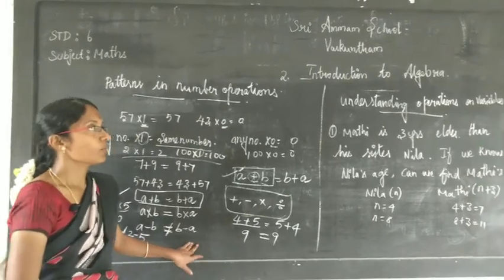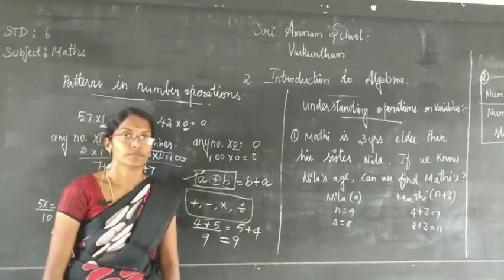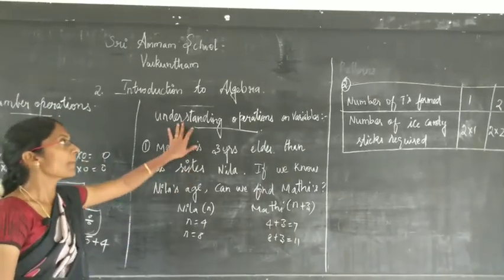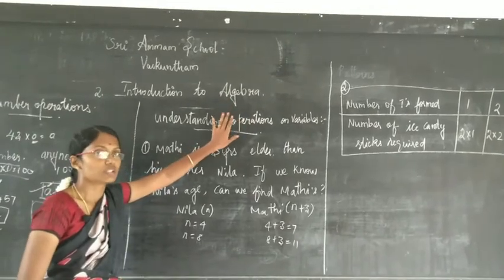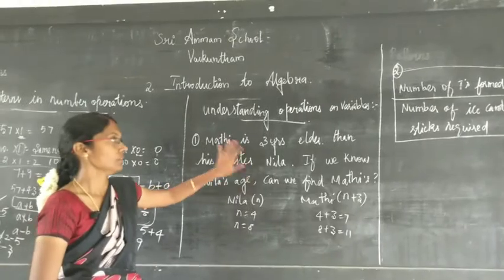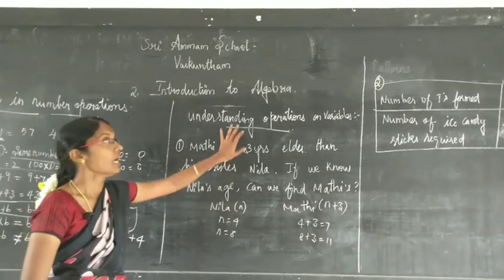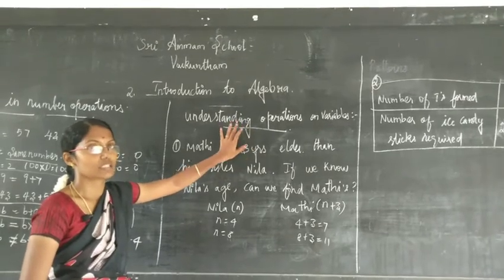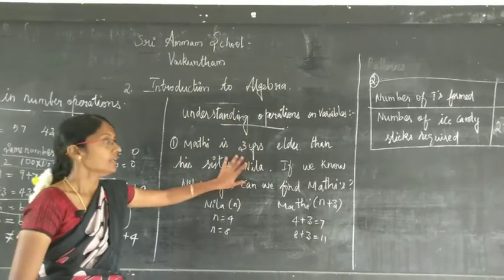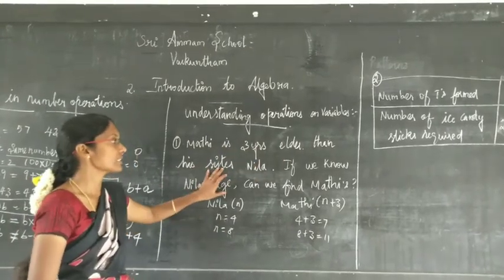So next, we are going to understand the operations on variables. We have to apply these algebraic operations, that is patterns, to real life situations. Consider this real life situation: Madhi is 3 years elder than his sister Nila.